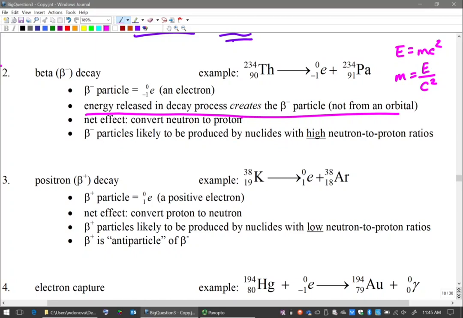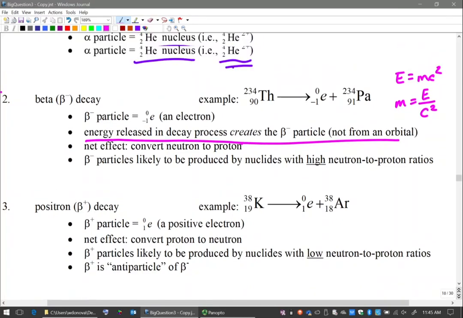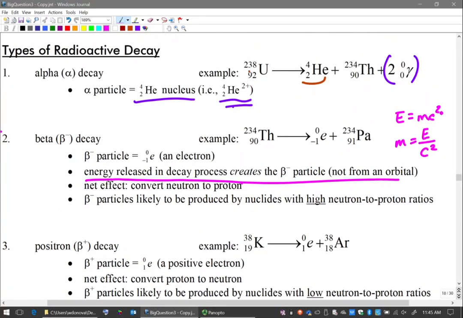Once emitted from the nucleus, it is identical in every way to any other electron you'd find anywhere else in the universe. But its origin is different. It's not an electron that's just found in a 3p orbital. It's created by the radioactive decay process and spit out. Now, thorium-234 here, we say, okay, that was produced by alpha decay of uranium-238. That's nice. Unfortunately, what do we know about thorium-234? It has an atomic number greater than 83, greater than that of bismuth, so it must be radioactive.